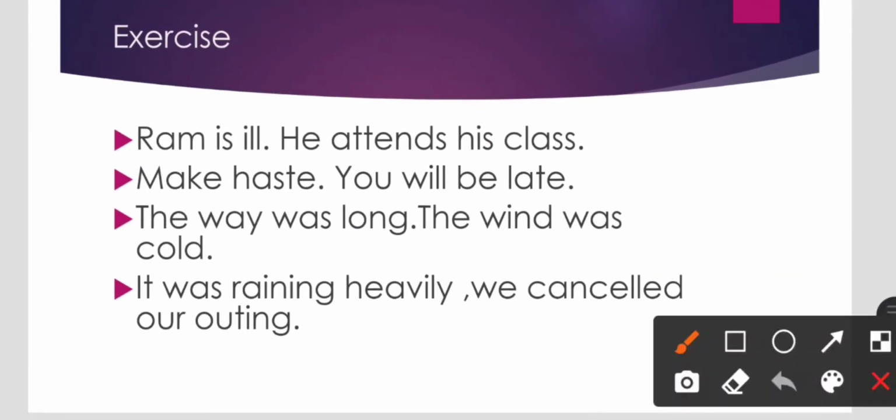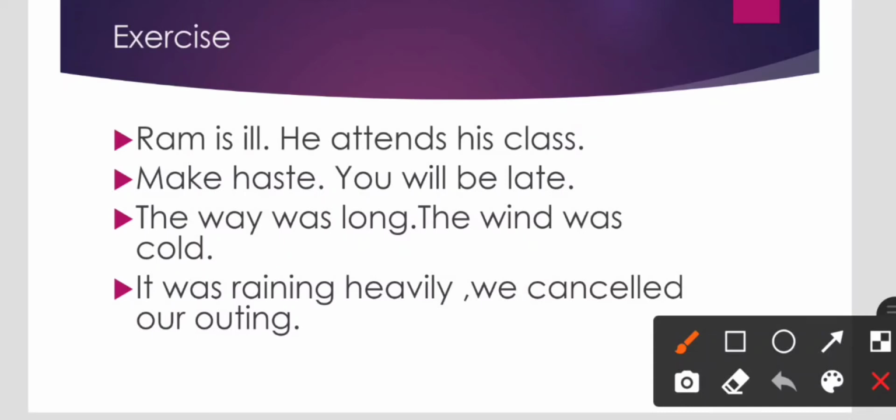So let's do the exercise. Ram is ill. He attends his class. He is ill. बीमार है फिर भी वो क्लास अटेंड करा. तो फिर भी के लिए हम कौन सा कंजंक्शन यूज करते हैं? Still और yet. Ram is ill. Still he attends his class or yet he attends his class. Make haste. You will be late. Choice, alternative conjunction. Make haste or you will be late.